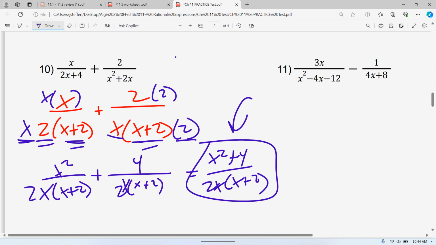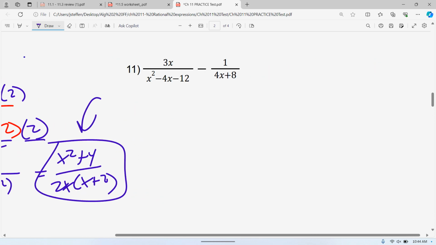I'm boring myself. Number 11 is a subtraction problem. Again, not much different than an adding problem. In fact, the only difference is I would change it to a plus and make the 1 into a minus. Not the denominator, just the numerator. But I think that makes your life a lot easier.